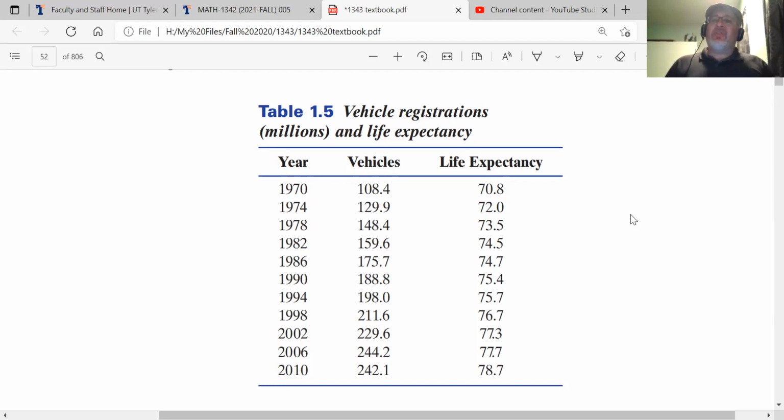So it's the year that's serving as the explanatory variable. The number of vehicle registrations is responding to the year, and the life expectancy is also responding to the year. Now, it's not always easy to determine a confounding variable that would cause two other variables to respond and therefore have an association. But sometimes it is.